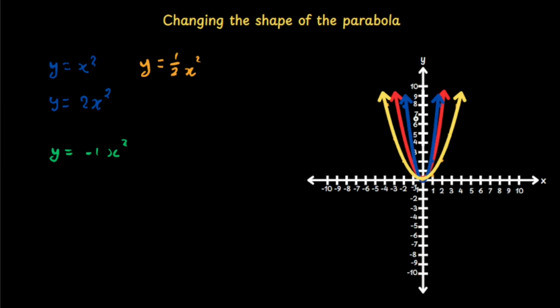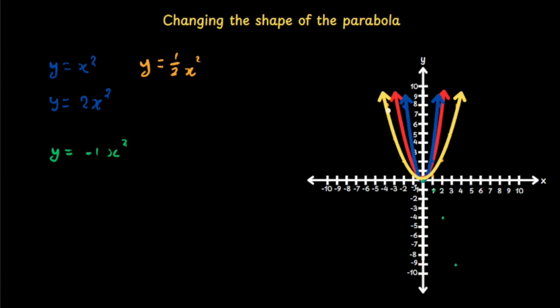Now, if I'm going to plot this, I would get 0 squared would equal 0, and if I multiply 0 by negative 1, I'm still going to end up with 0, right? If I multiply 1 squared by negative 1, I would end up with negative 1. 2 squared is 4, multiplied by negative 1, I would get an answer of negative 4. Right. 3 squared is 9, multiplied by negative 1, I would get an answer of negative 9.